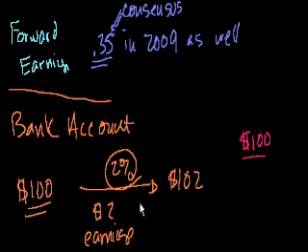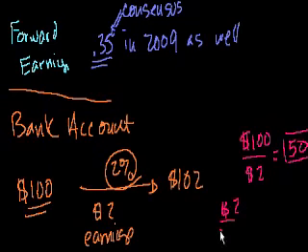And the earnings on the bank account in that year were $2. So it's a price to earnings of 50. Price to earnings of 50. Or if you do the earnings to price, if you do $2 over $100, you get 2%, which is normally how we think about bank accounts. We say, oh, I'm making 2% interest on that bank account.